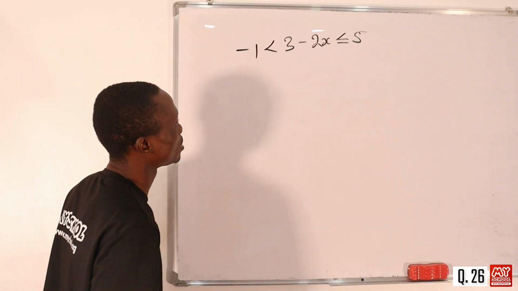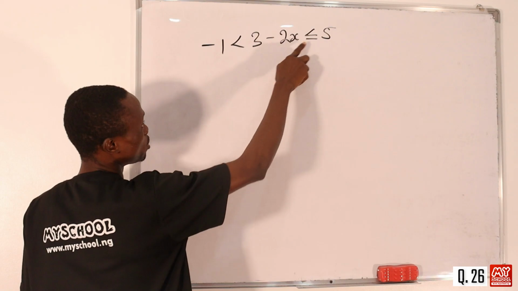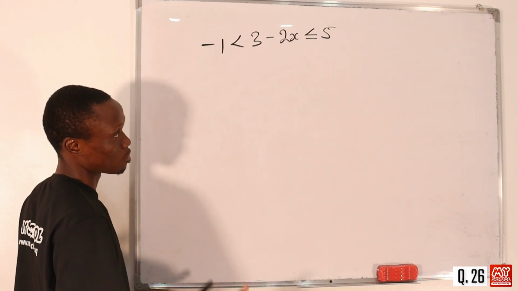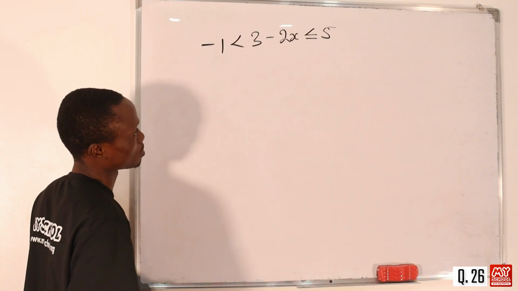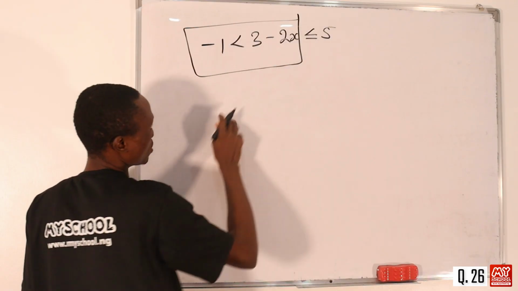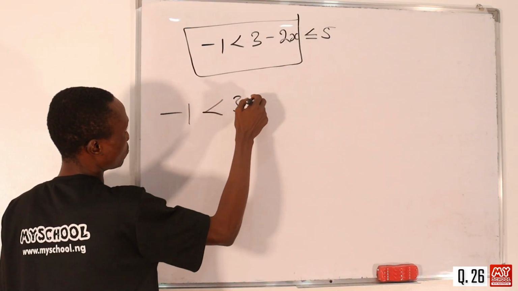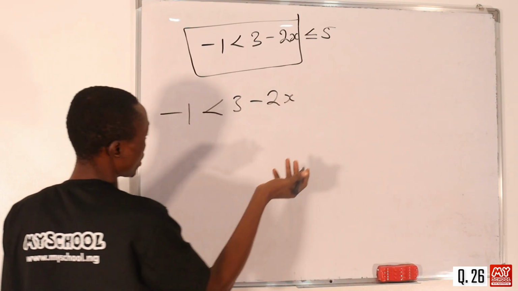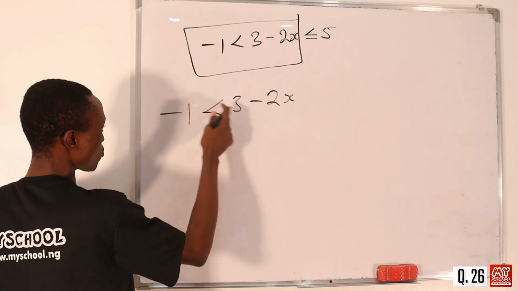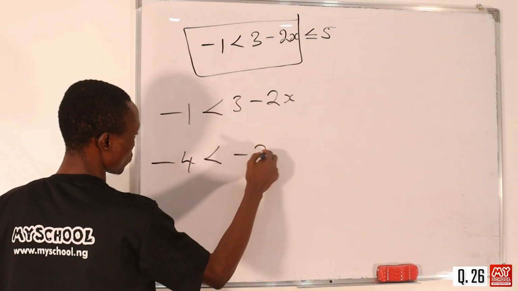When you are given this type of problem on inequality that has two inequality symbols, first thing first is just for you to divide it into two, and you solve them part by part. So this should be the first part, so let's solve this part first. Now we are having minus 1 is less than 3 minus 2s, so we can collect like terms. So basically we move 3 to this side, and we'll be having minus 4 is less than minus 2s.